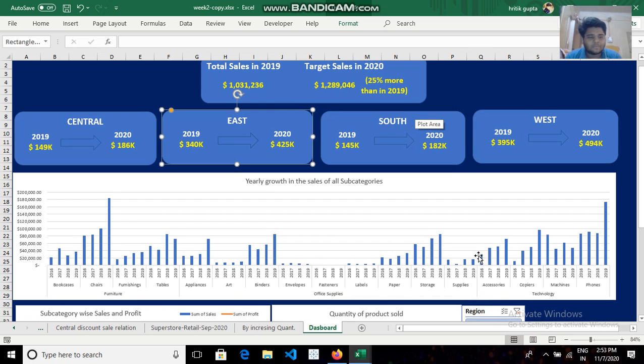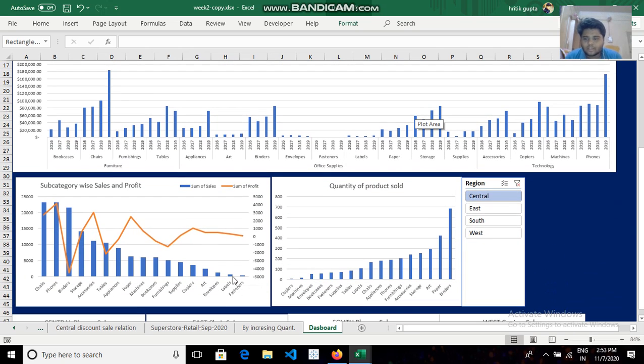For that, I am checking the total sales in all the subcategories in all the 4 years. Here I am checking the subcategory-wise sales and profit and the quantity of the product sold in all the 4 regions in 2019. In the central region, if we see, there were maximum sales in chairs and phones, but in phones there was maximum profit.